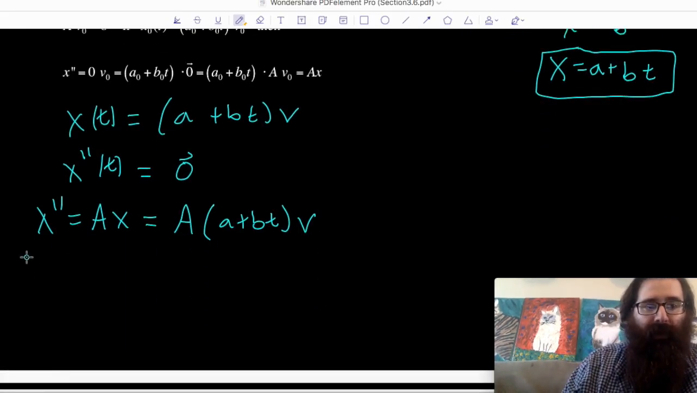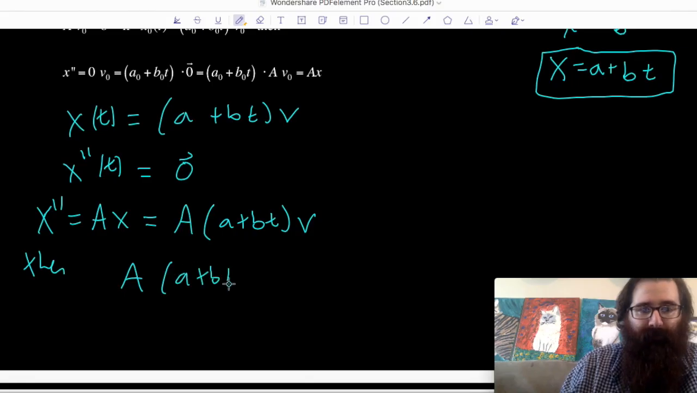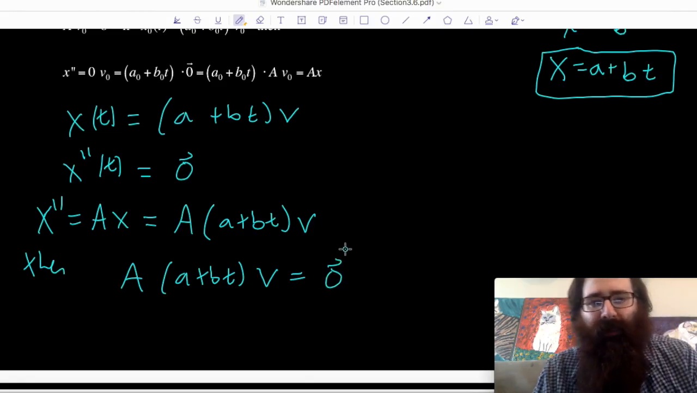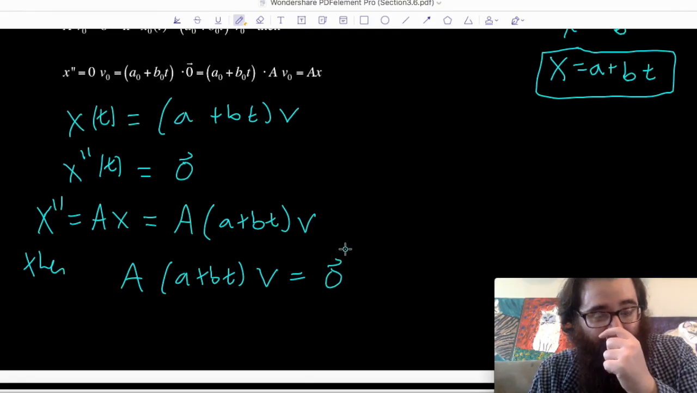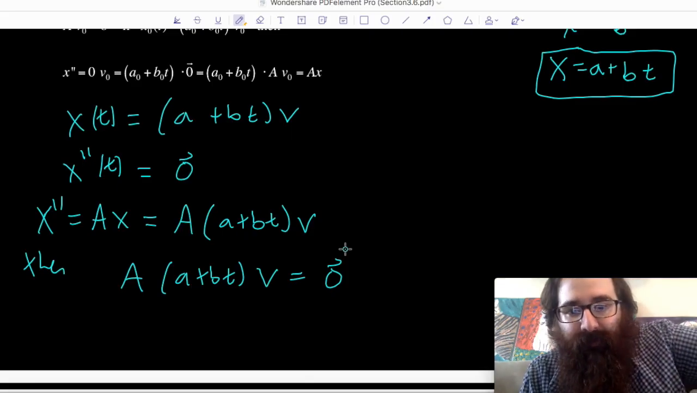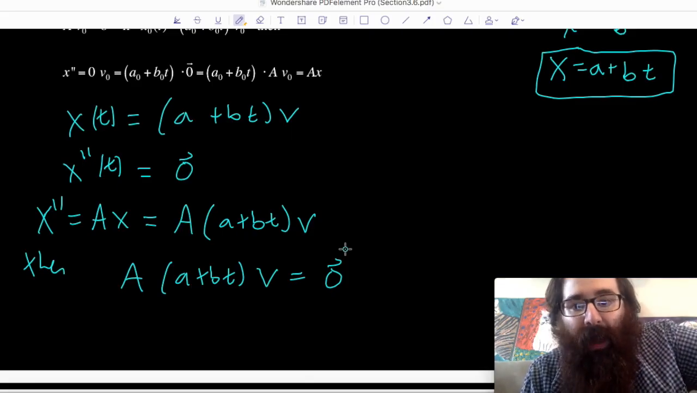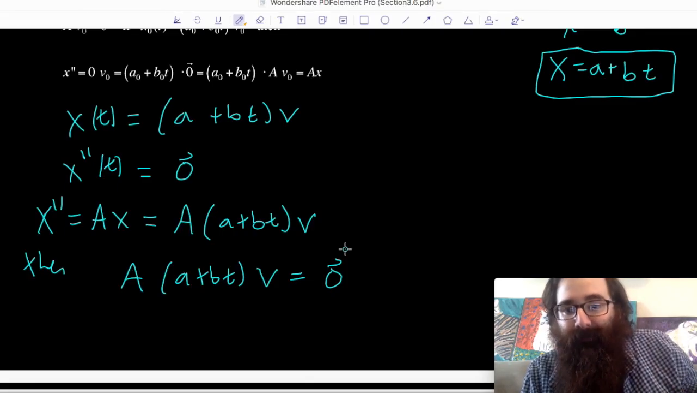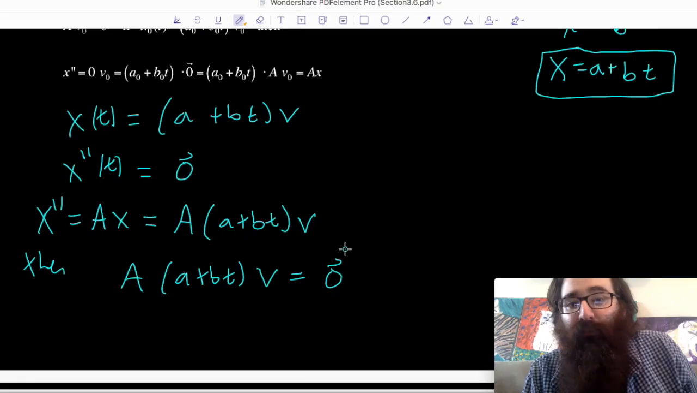So we'd say, well then, make this look more like an x, then we know that A times little a plus bt times eigenvector v is equal to the 0 vector. But I have to be careful with what this implies. So my little a plus bt should not be 0. I'm not trying to say anything about what the constants little a and little b have to be, and I'm not trying to impose any restriction on t either.